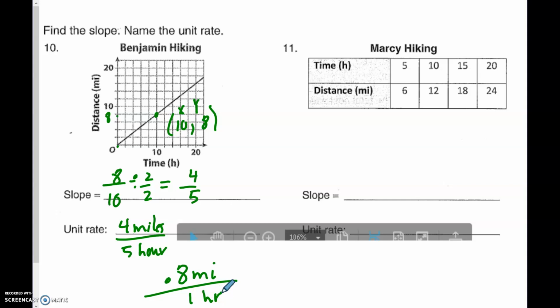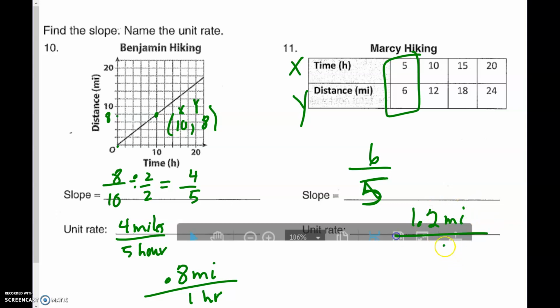All right, number 11. Remember, this is going to be y over x. So I'm going to use this ordered pair here. This is x, this is y. So my slope is going to be y over, whoops, I wrote an x. I was supposed to write a 5. Y over x, so it's 6 over 5. So now that unit rate, take 6 and divide by 5 and get 1.2 miles per hour.